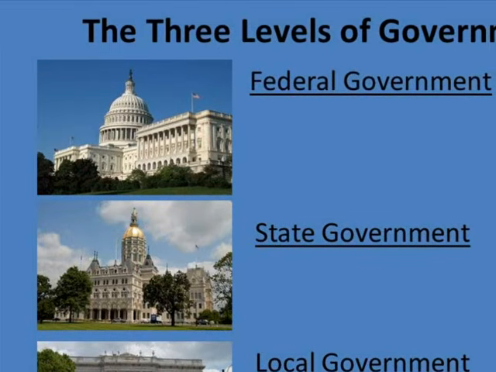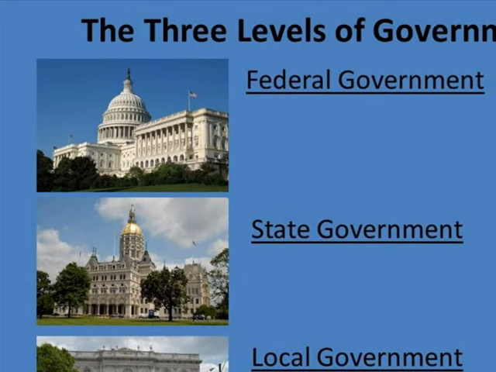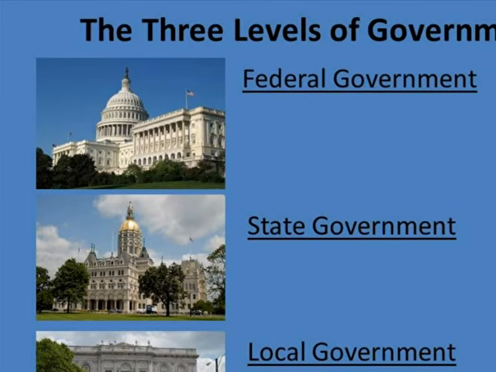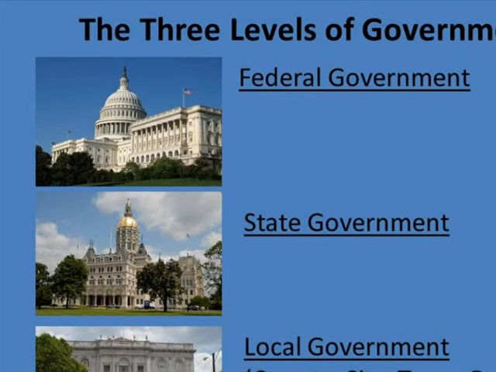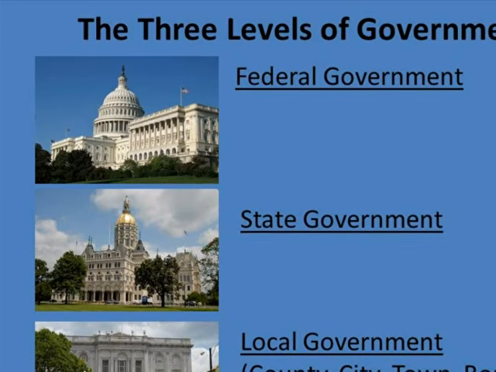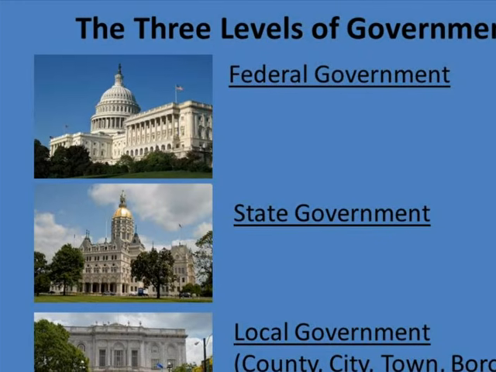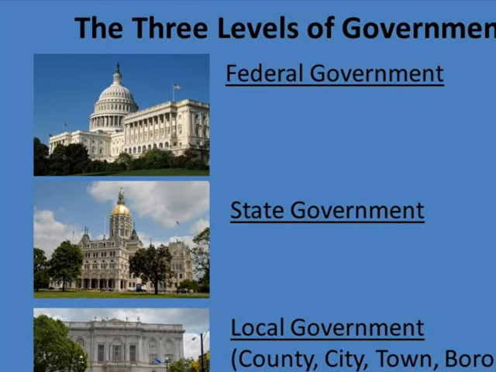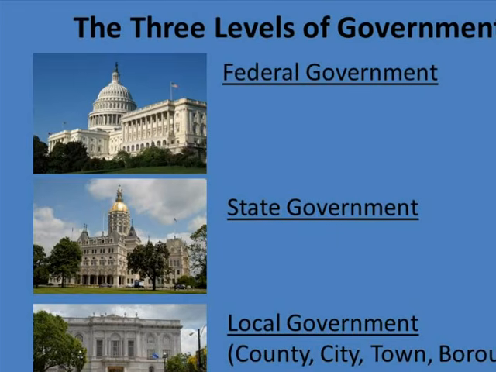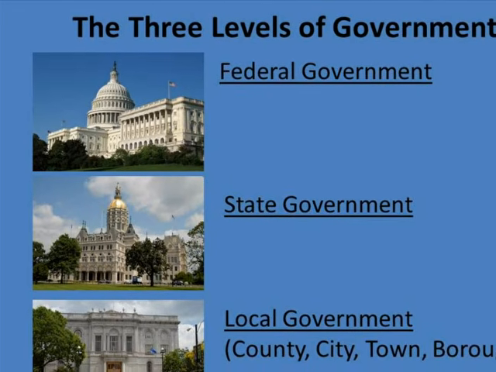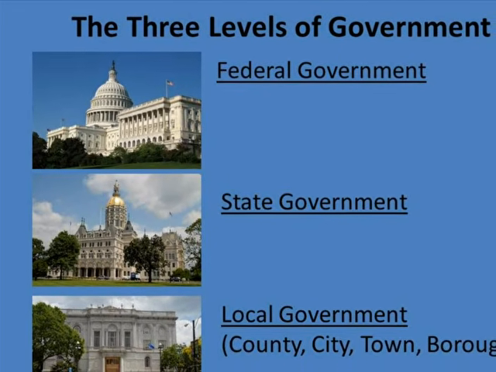The United States has 3 levels of government: federal, state, and local. The federal government is the government in Washington, D.C. It deals with foreign governments and national issues, creates all federal laws, and upholds the Constitution. In this way, what the federal government does affects all 50 states.